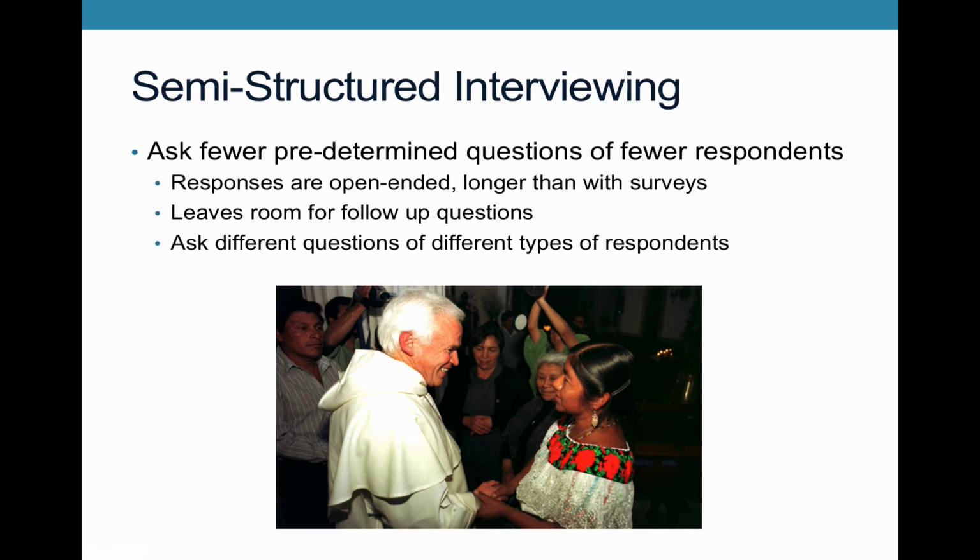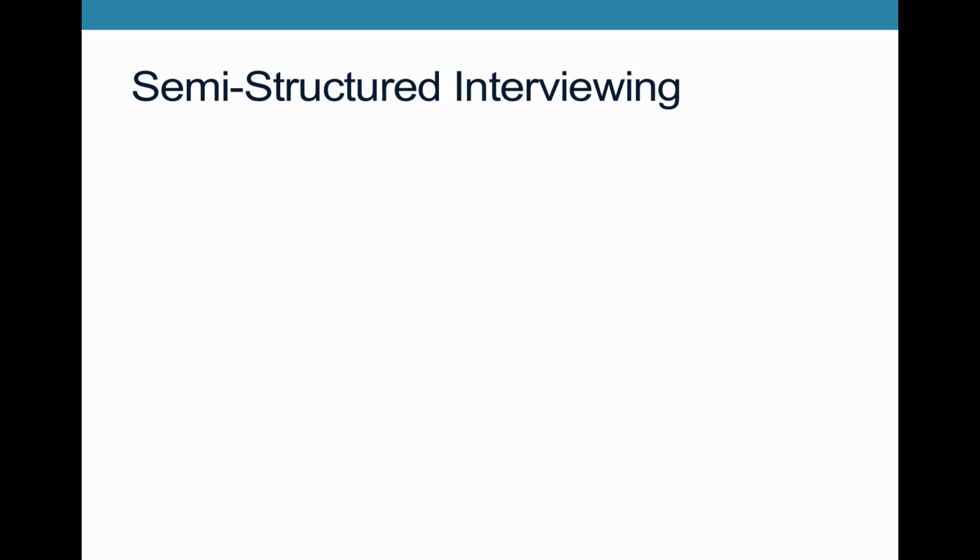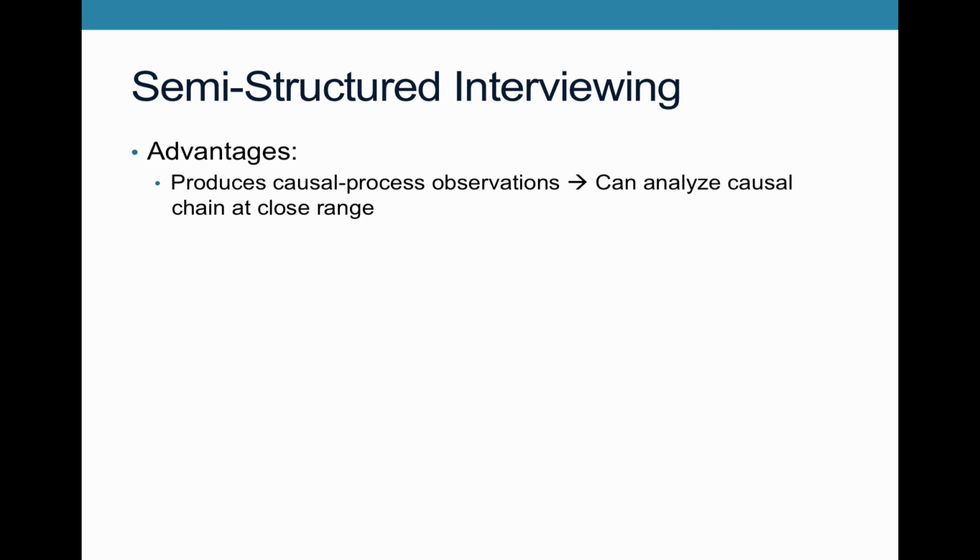If you did a survey, you would be asking all the same kinds of people. You would be asking people who are participants in these movements, and you'd be surveying them. So with semi-structured interviewing, you can relax that need to have everything be uniform and really tailor your questions to the kinds of people that you want to be asking questions of. Thinking about the advantages and disadvantages of semi-structured interviewing, in terms of the advantages, we're able to look at causal process observations and then analyze this causal chain at a close range.